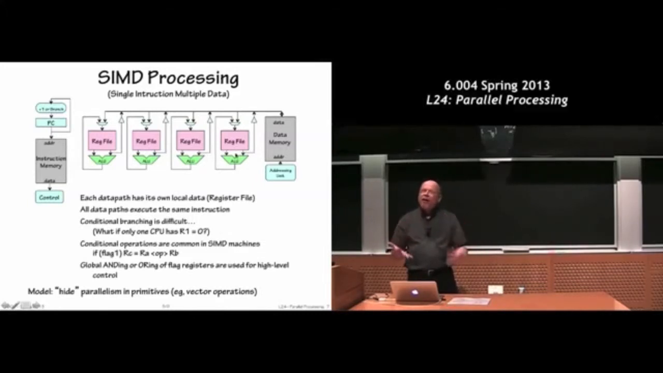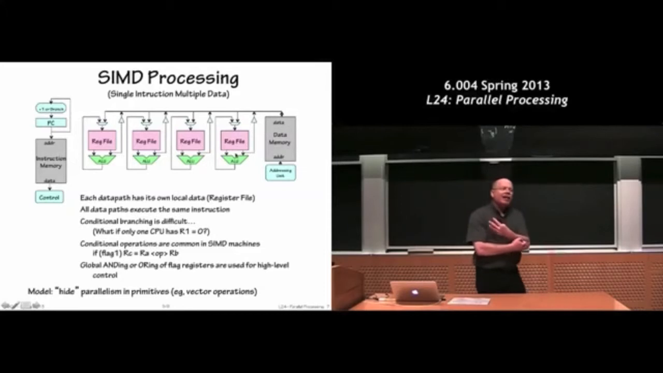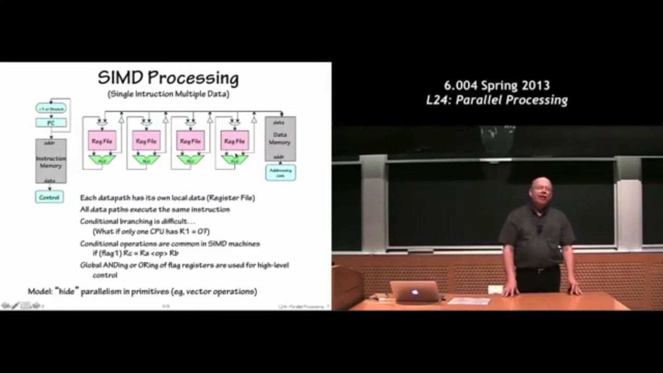So I don't have to search for parallelism. Now the programmer is telling me explicitly by using vector arithmetic that you can do all these vector adds for each element at the same time. Those can be done in parallel.